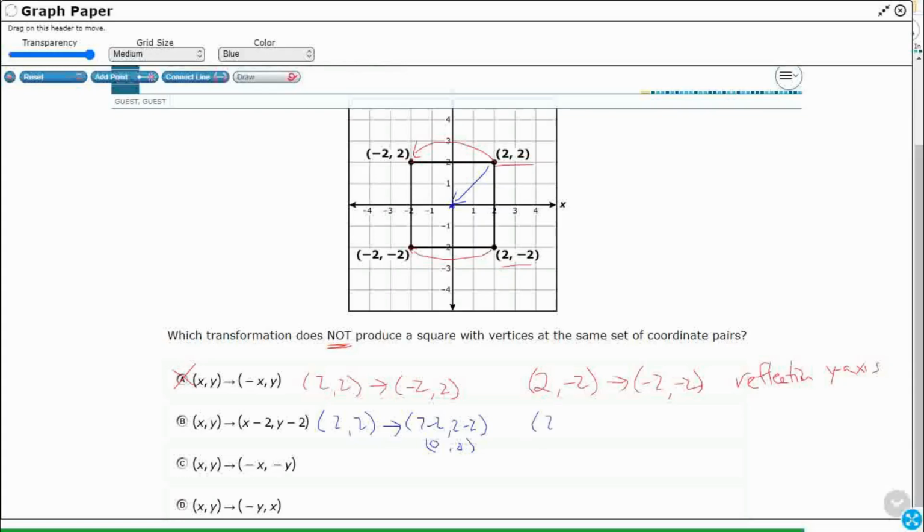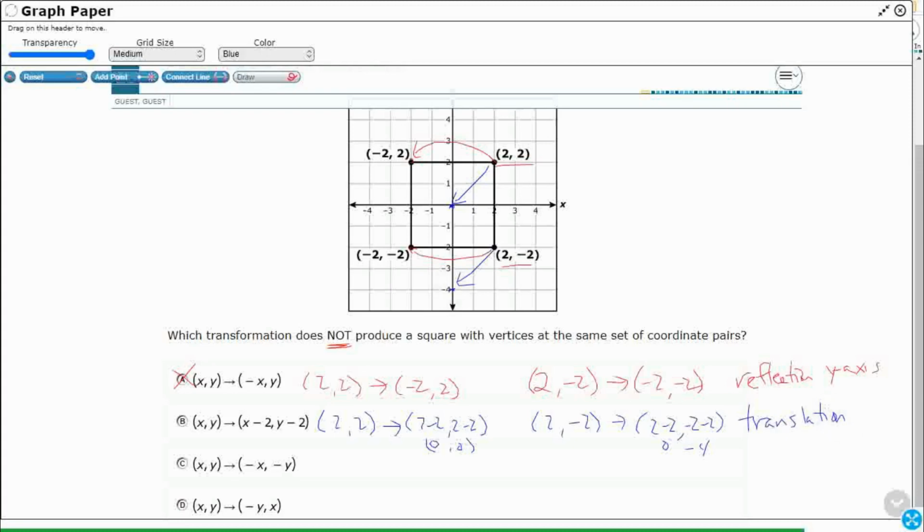So let's see if we've got the same thing working here. So now we're going to subtract 2 minus 2, and then negative 2 minus 2. So that's going to be 0, negative 4. Yeah, that's going to move down here. So this is actually a translation or a slide. And as you can tell, this obviously does not keep the same vertices.